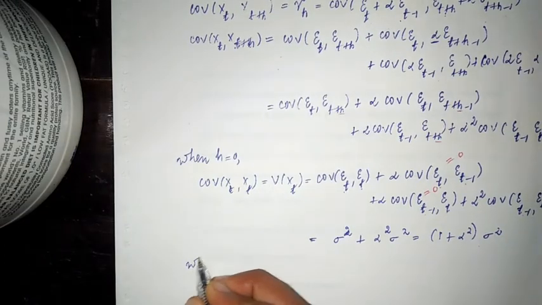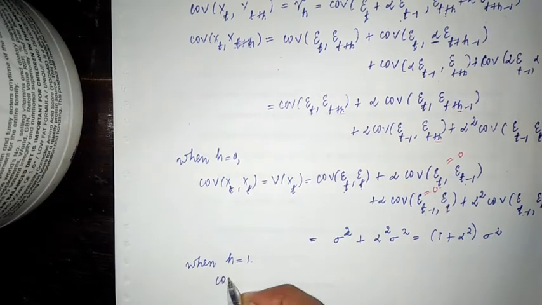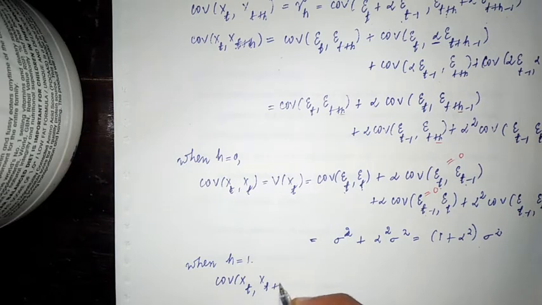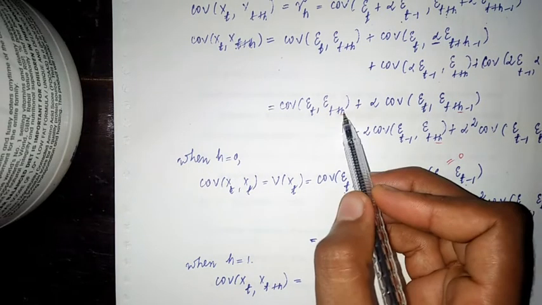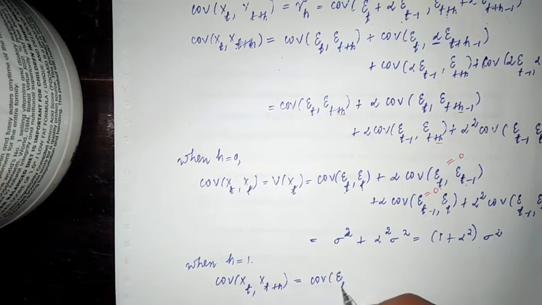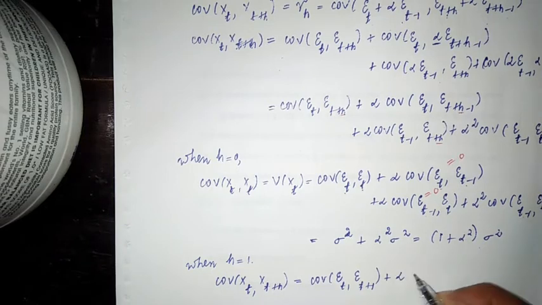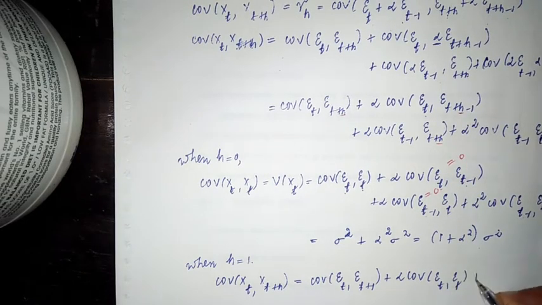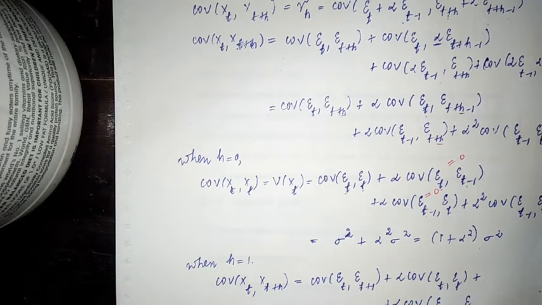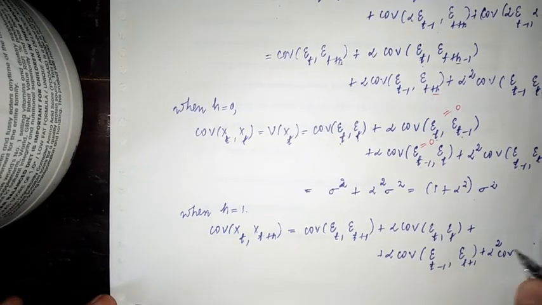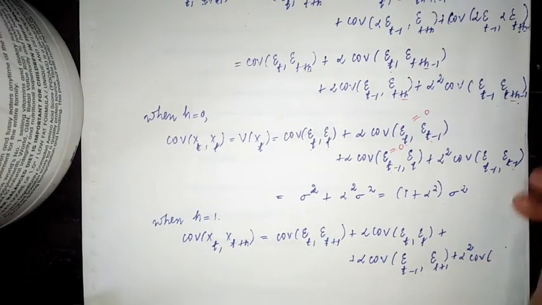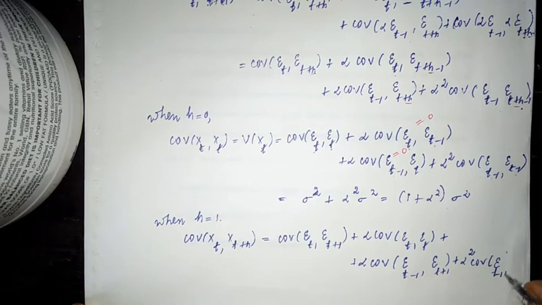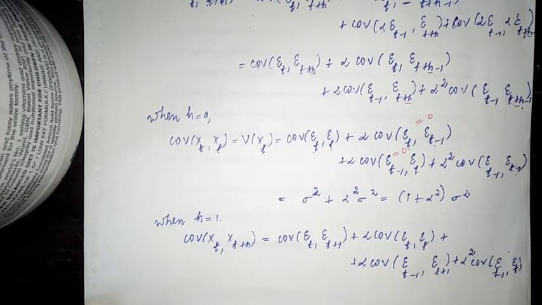Now when h is equal to 1, what happens? The covariance between x_t and x_{t+h}, substituting 1, is the covariance between epsilon_t and epsilon_{t+1}, plus alpha times the covariance between epsilon_t and epsilon_t, plus alpha times the covariance between epsilon_{t-1} and epsilon_{t+1}, plus alpha square times the covariance between epsilon_{t-1} and epsilon_t. So what happens here?